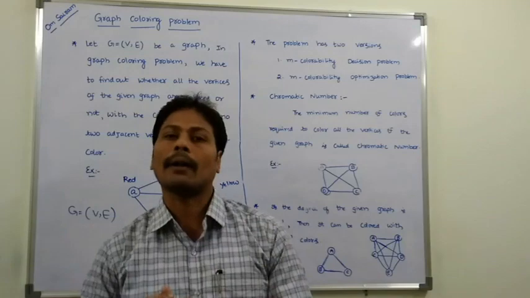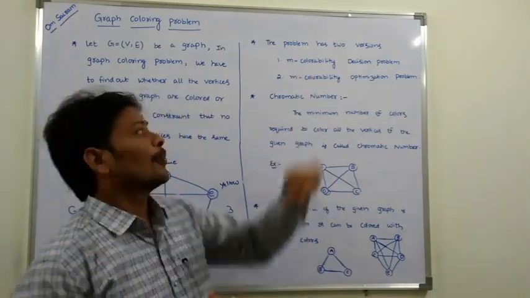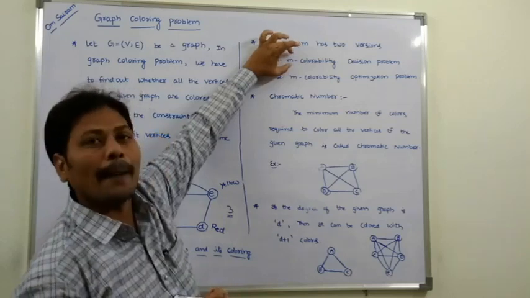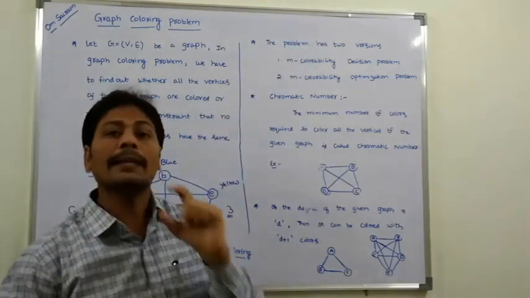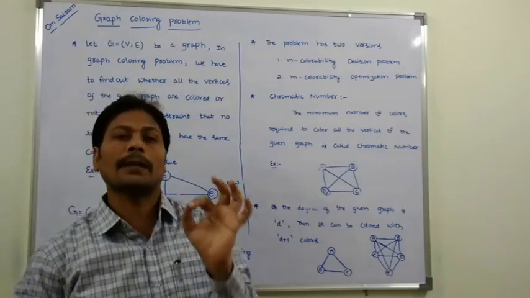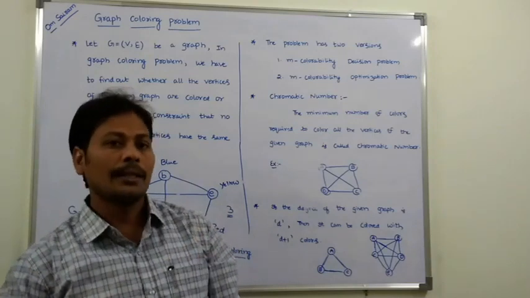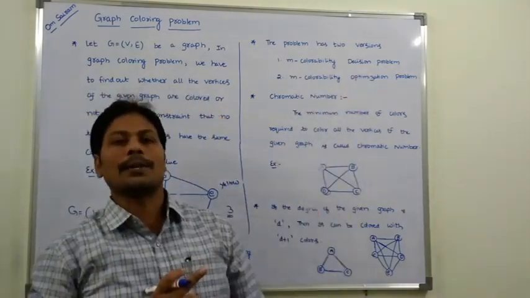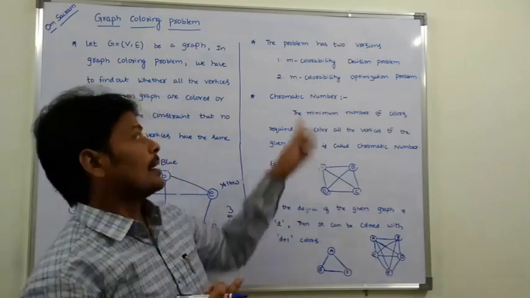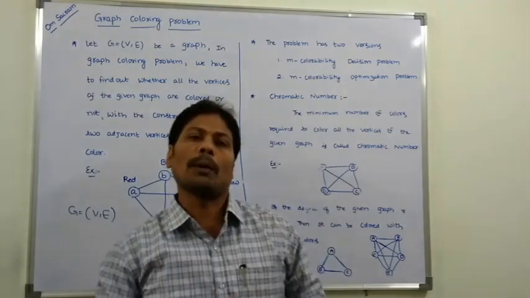M colors or not. Where M is a positive integer, by using these M number of colors, we have to check whether all the vertices of the given graph can be colored or not. That problem is called the M colorability decision problem. Next, the second one is the M colorability optimization problem.